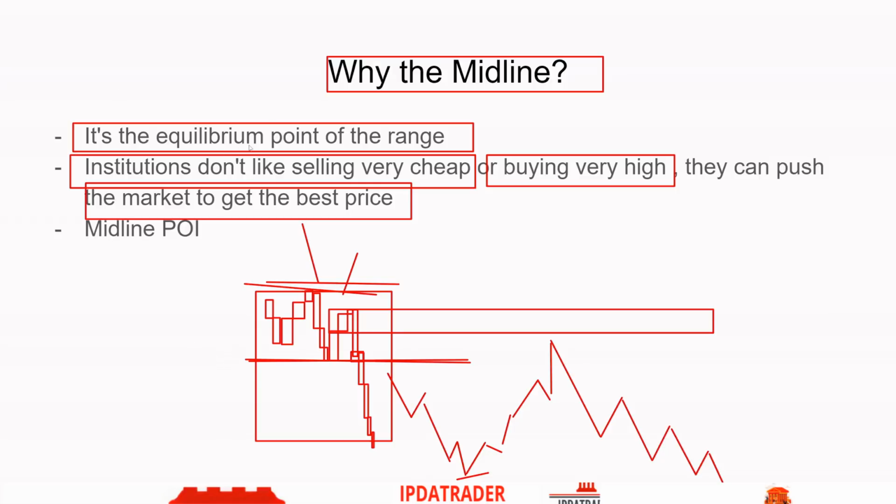It's the equilibrium point of the range. If the institutions want to continue selling, they're not going to be adding more sell positions over here. They're going to be pushing the price up into a midline POI to then continue dropping further down. So please understand that idea very well and keep in mind that you only want to be looking for the midline strategy on one side liquidation modules.